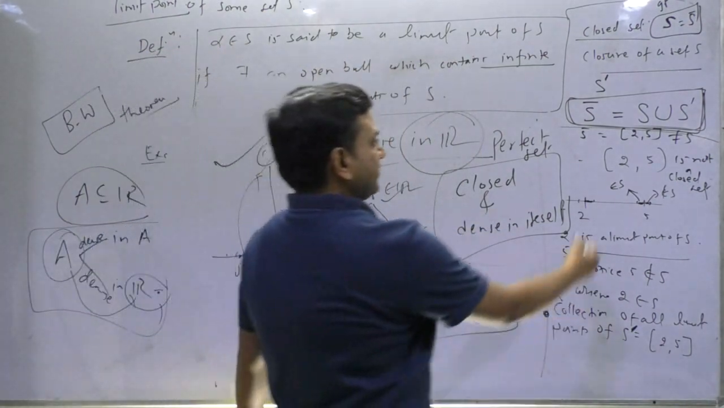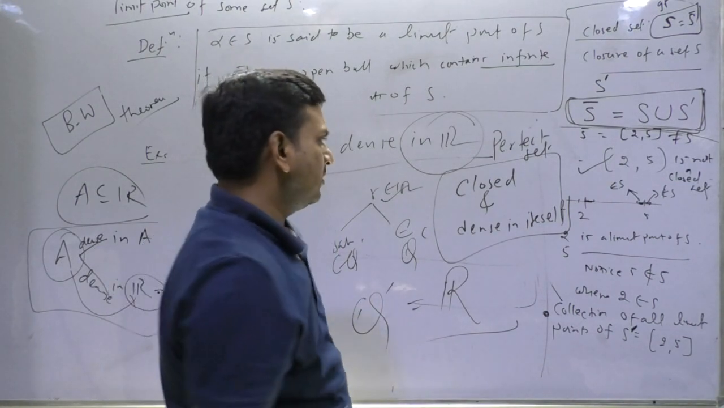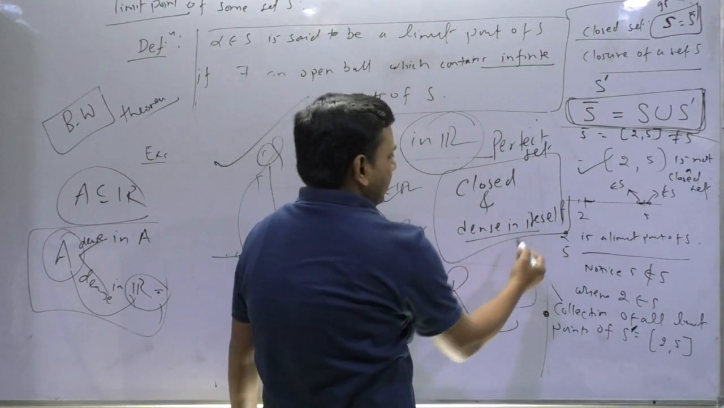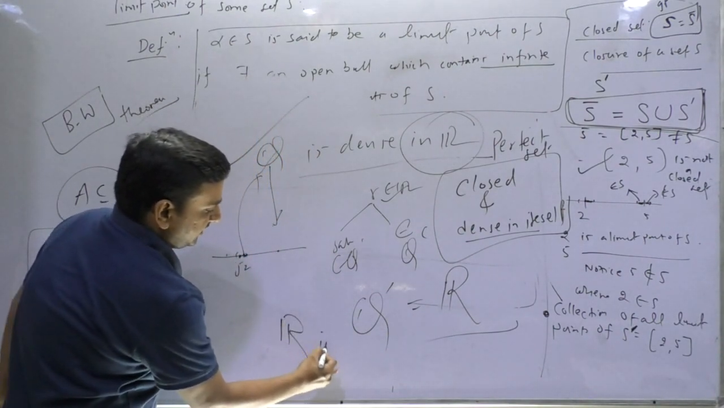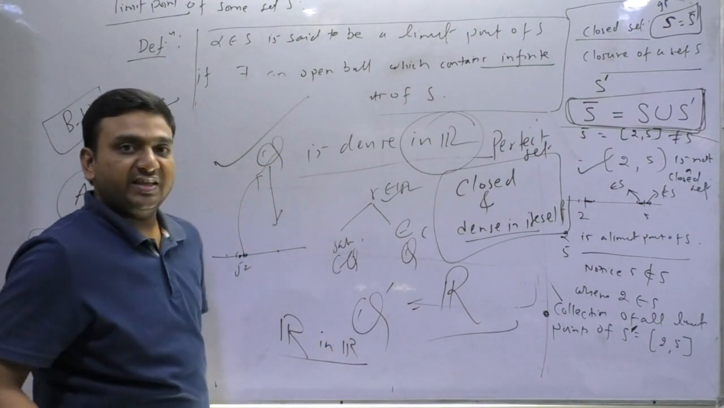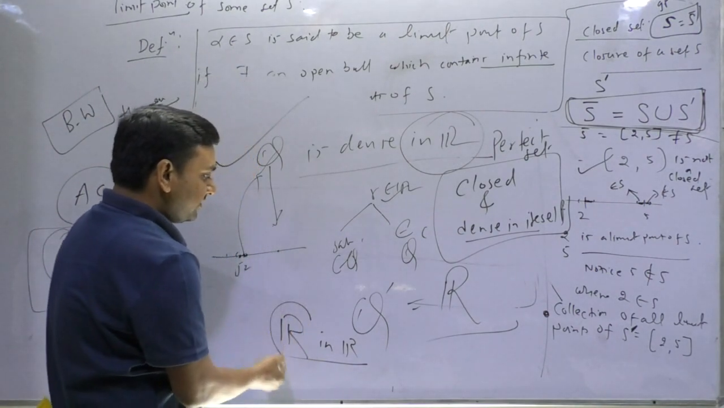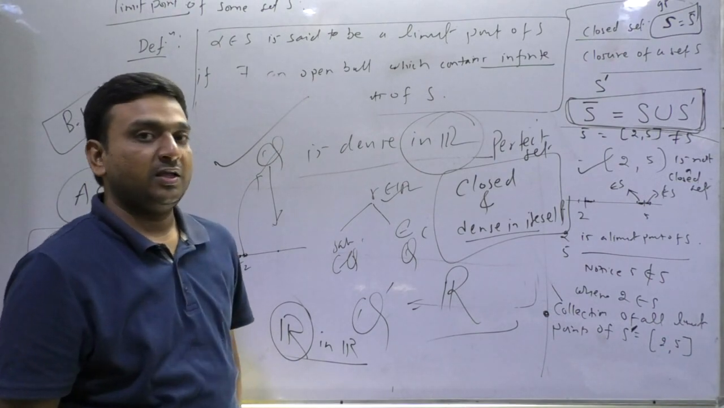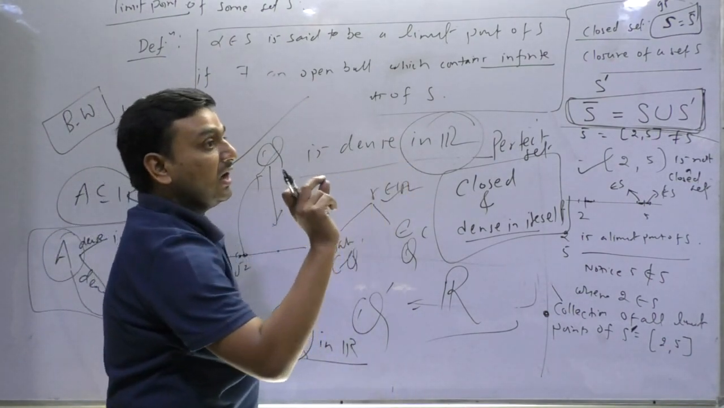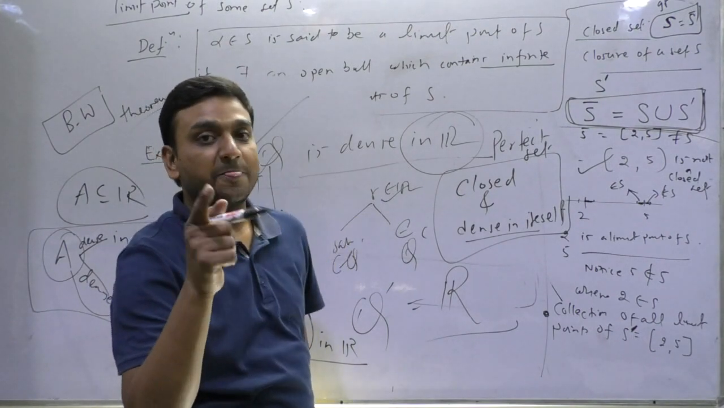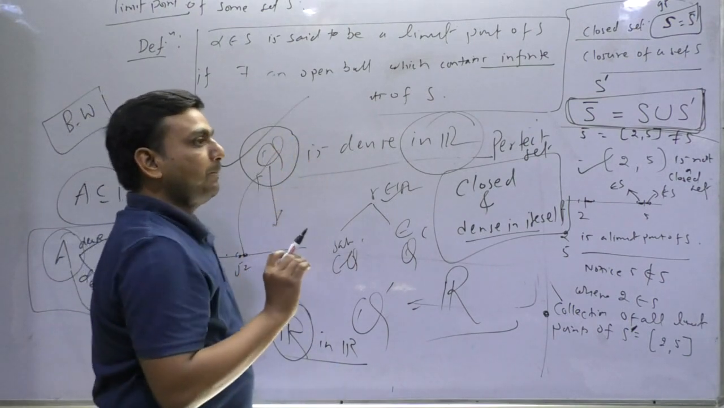For example, is this a perfect set? No, because it is not closed. Other thing, dense in itself. For example, the set of real numbers is dense in R. Also, it is closed. So, R is a perfect set. Q is dense in R. So, can it be a perfect set?